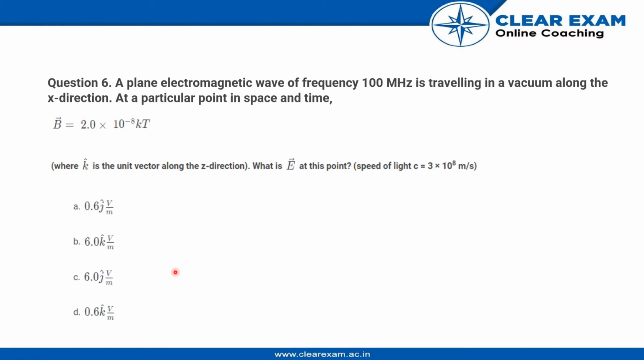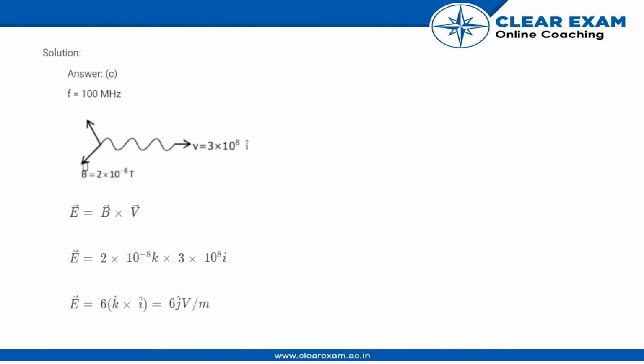meters per second. Now there is an electromagnetic wave. It is created due to electric field and magnetic field. It has a frequency of 100 MHz and it is traveling along the x direction, and we have the magnetic field along the k direction, that is the z direction. We have the magnetic field and the velocity of the electromagnetic wave.